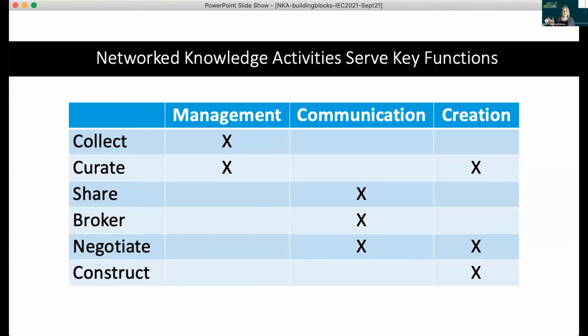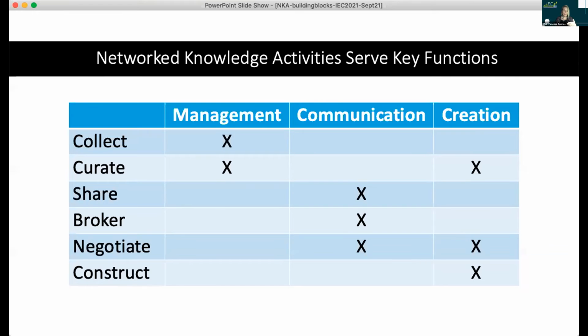We could organize the activities in this way so that we have some that are about managing knowledge. That's our collection and our curation, where we're taking knowledge objects and trying to figure out what to do with them. There's also the communication ones, like sharing and brokering and negotiating. And finally, the acts of creation, which is not just constructing something, but through processes of negotiating or even curating, taking things that other people have created, but making a new grouping of them and providing new meaning in that itself is an act of curation.